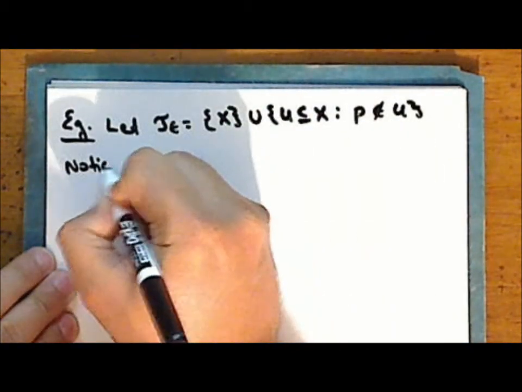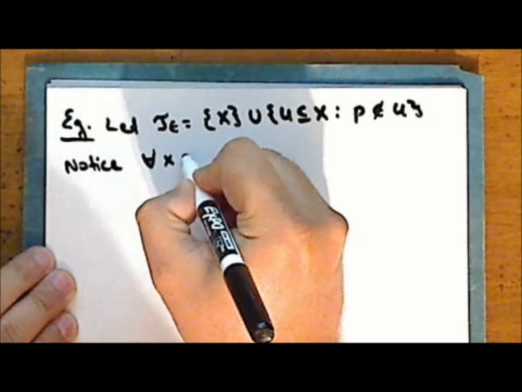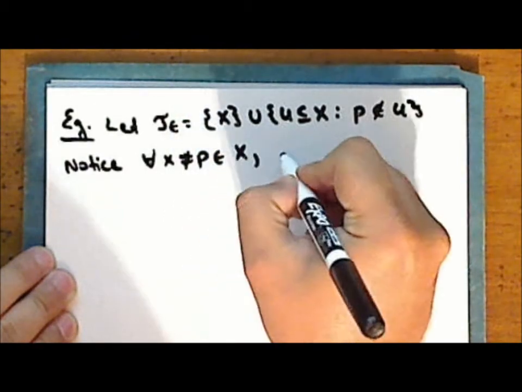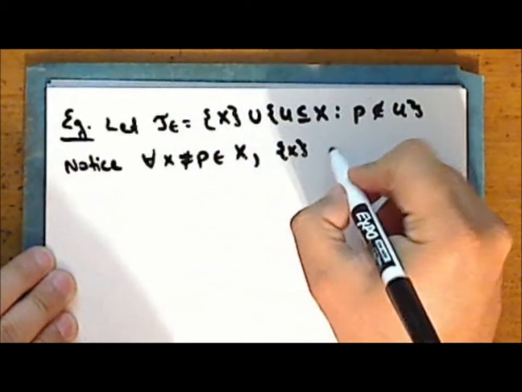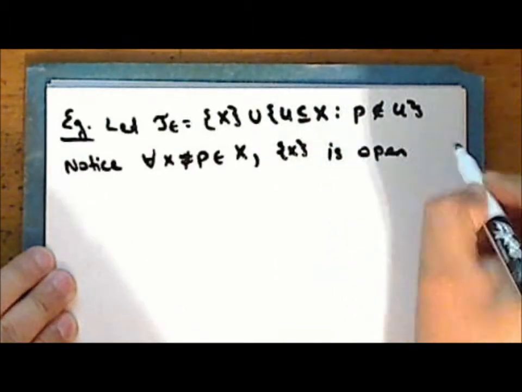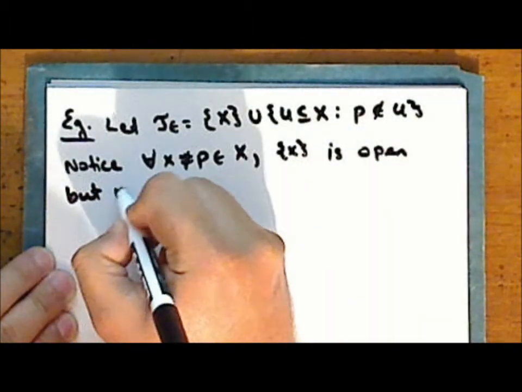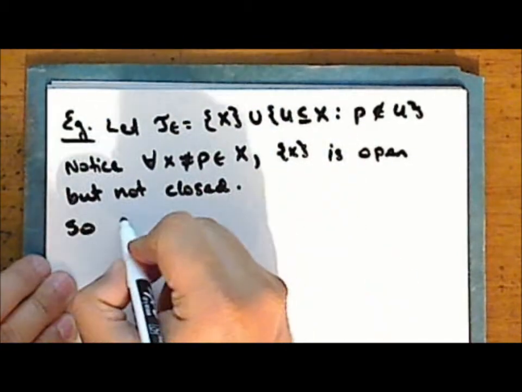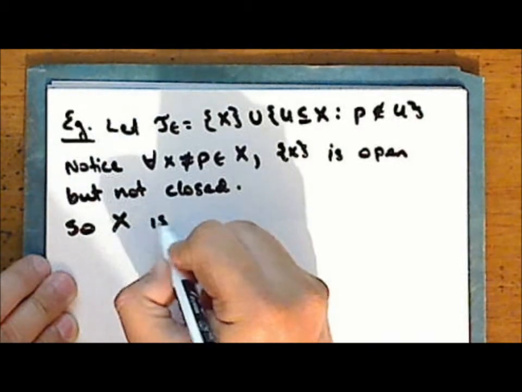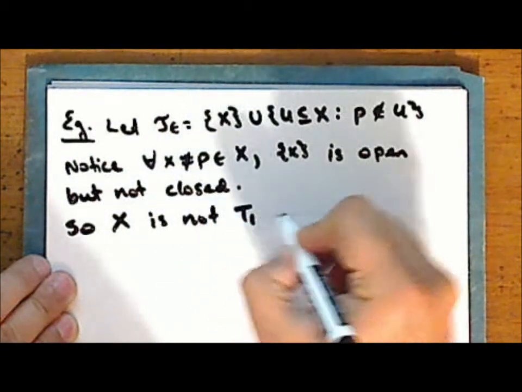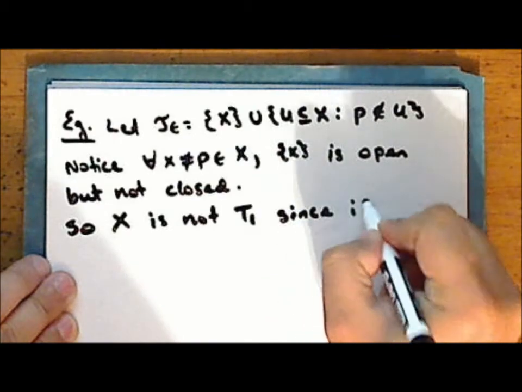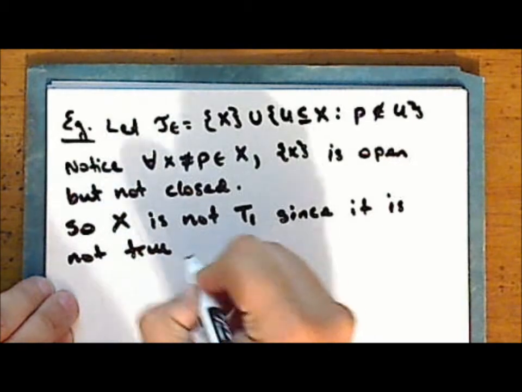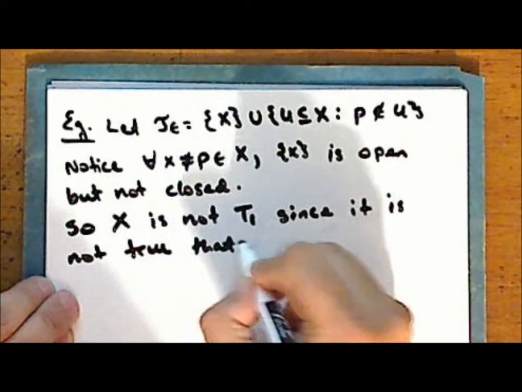Notice that for every point X that is distinct from the point P in the space X, the singleton containing that point is open but not closed. And so the space is not T1 since it is not true that every singleton set is closed.